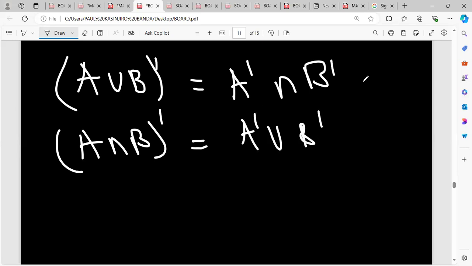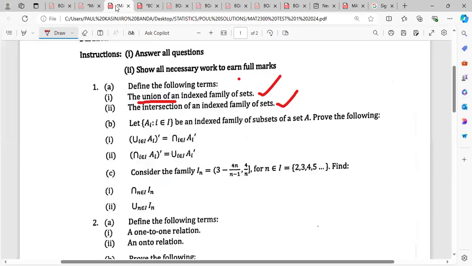So if you know how to prove this De Morgan's law, and you also know how to prove that De Morgan's law, we are going to be using the same basic knowledge to prove whatever question we have there, because the steps are just similar. So we follow whatever we follow in proving this, and then we can also prove those for families. So they're saying, let A_i, where i is a member of the indexing set I, be an indexed family of subsets of A, then prove the following.